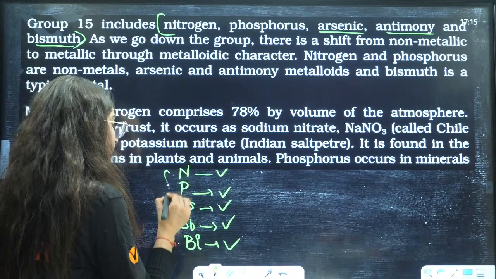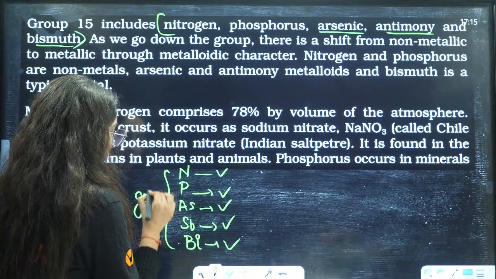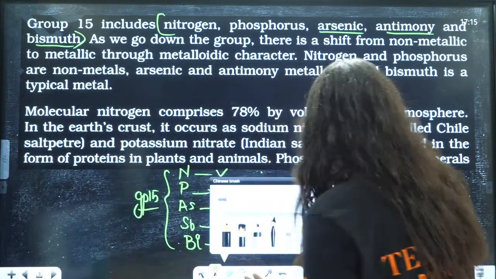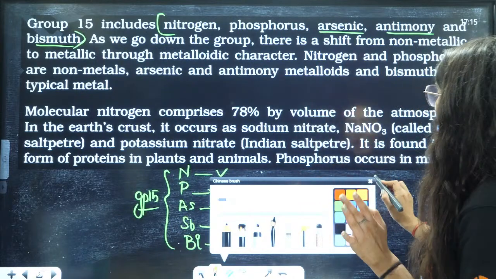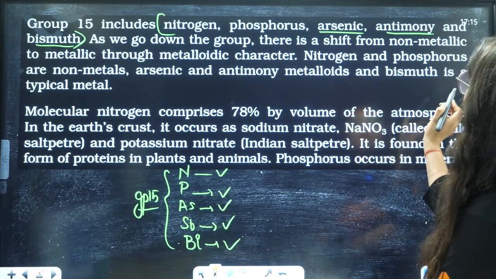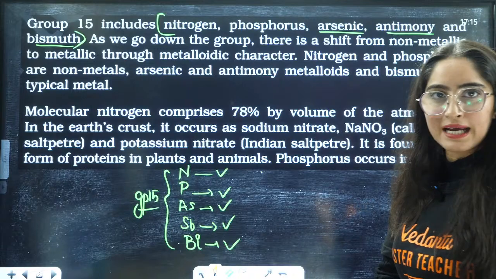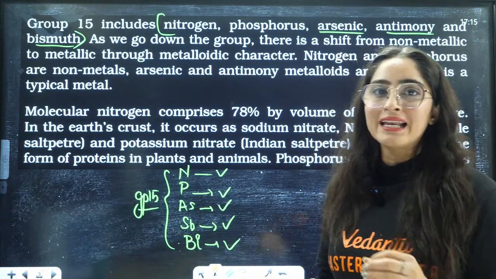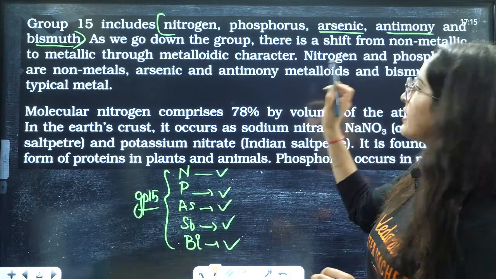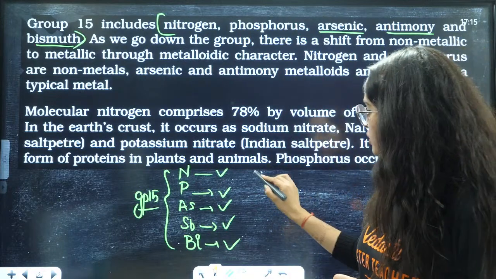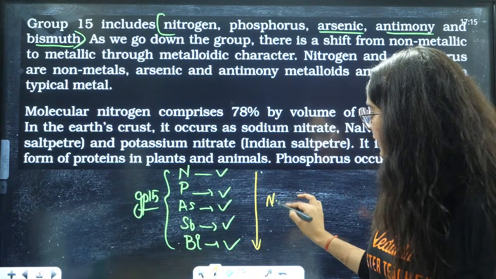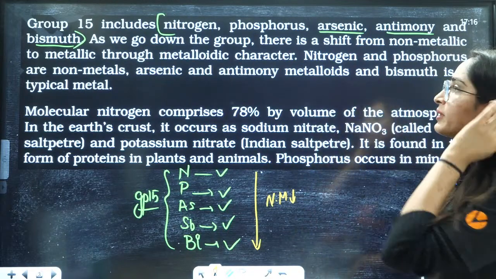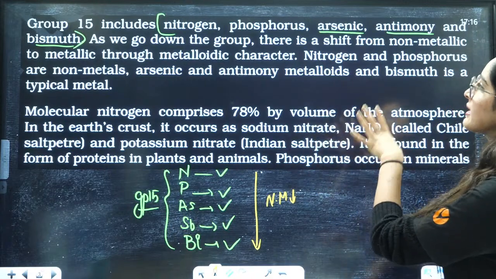These are the compounds of group number 15, right? So you will see some similarities with group number 13 itself. As we go down the group, there is a shift from non-metallic to metallic character. We know that down the group, the metallic character will always increase, so non-metallic character will decrease. So there is a shift from non-metallic to metallic through metalloid character.